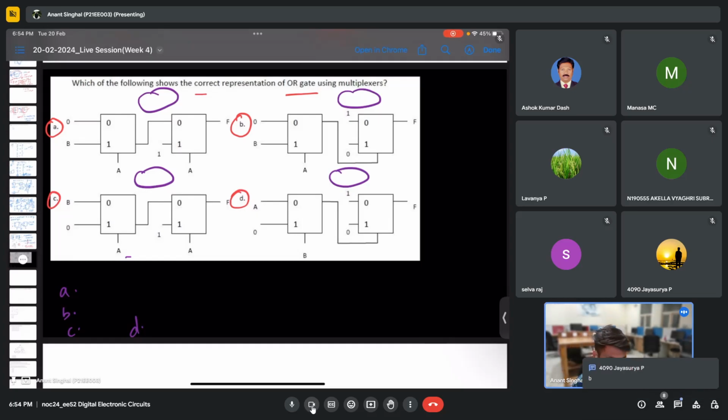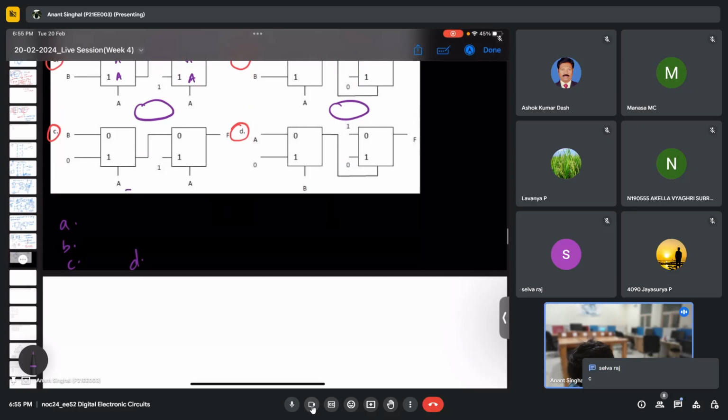Okay, so B is someone is getting B. This is A, so this will be A complement. This will be A. I am trying to solve each and every option. So this will be again A complement. This will be A. So here I am getting A times B. So here it will be AB, and then here it will be A.